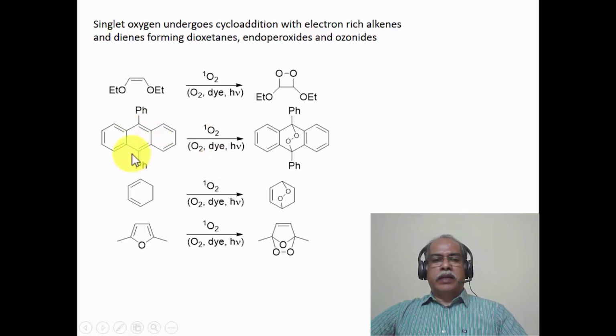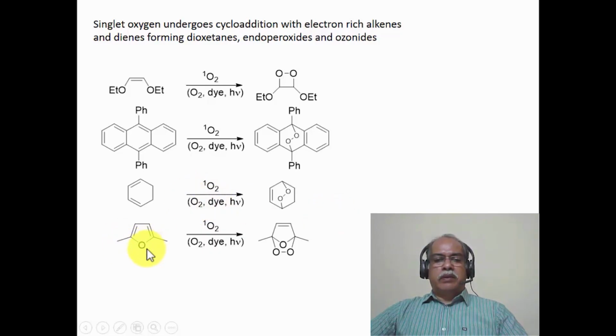On the other hand, with suitable dienes like diphenyl anthracene or hexadiene, singlet oxygen undergoes a Diels-Alder kind of a reaction. The Diels-Alder reaction essentially produces the endoperoxide in this particular case. Again, in the case of hexadiene also it produces an endoperoxide. In all of these cases, the photolysis is the photolysis of the dye, which generates the triplet excited state, which in turn sensitizes the conversion of triplet oxygen to singlet oxygen by an energy transfer mechanism.